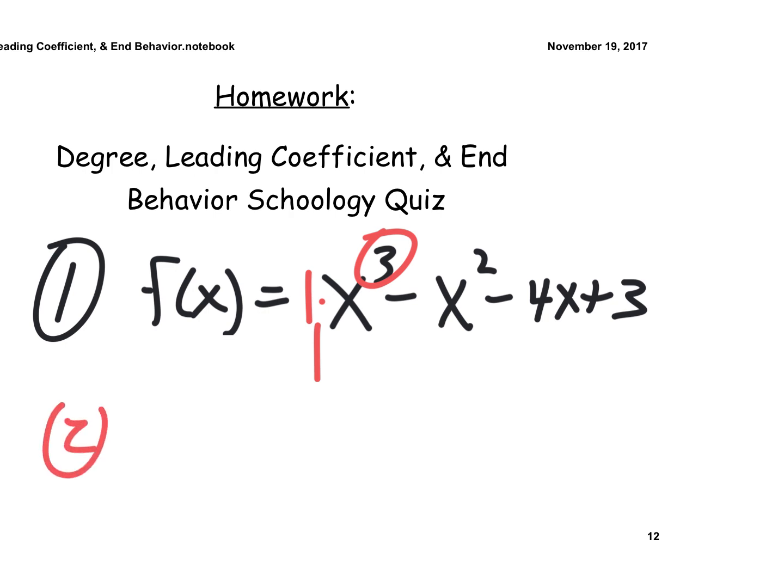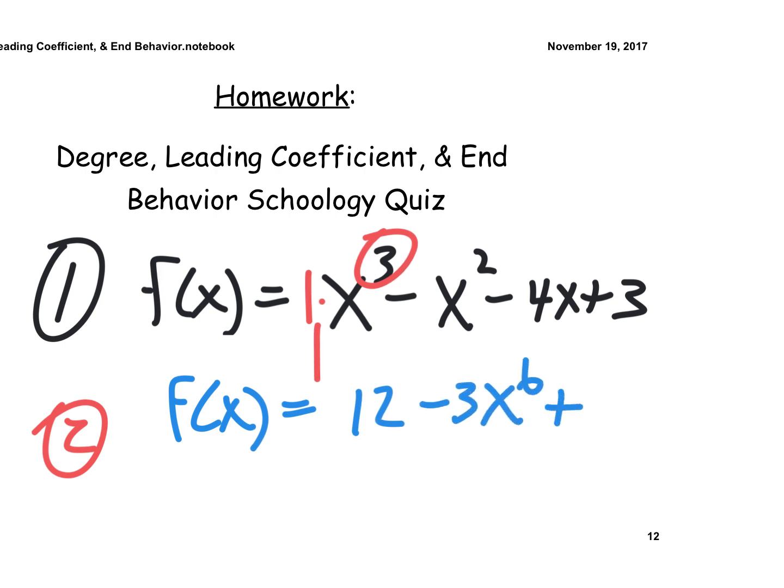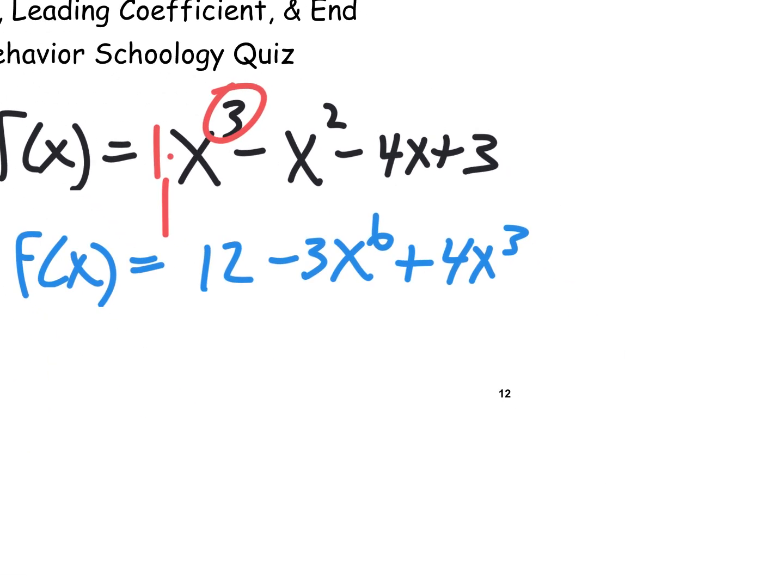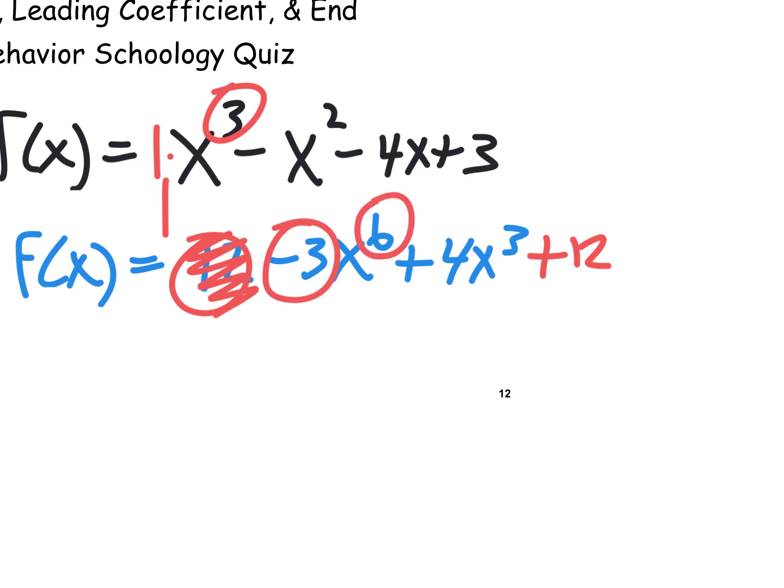Number 2. State the degree and leading coefficient of the following function. F of x equals 12 minus 3x to the 6th plus 4x to the 3rd. Now, you don't have to rearrange it, but if you were going to, this 12 would go to the end. And that makes it easier to see that there's the degree, and there's the lead coefficient. Make sense? I feel like this is overly easy, and that's good. Nice, easy day, first day back. Let me know if you get stuck, though.